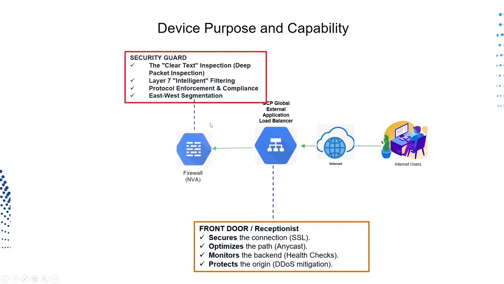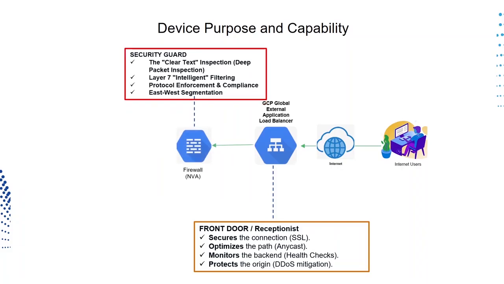Next, we have the Network Virtual Appliance Firewall, the core of our security layer. By terminating SSL at the load balancer, we give this firewall appliance the ultimate advantage of clear text visibility. This allows us to perform deep packet inspection. Without the performance lag of decryption, we aren't just looking at the envelope of the packet, we are reading the letter inside to catch threats.